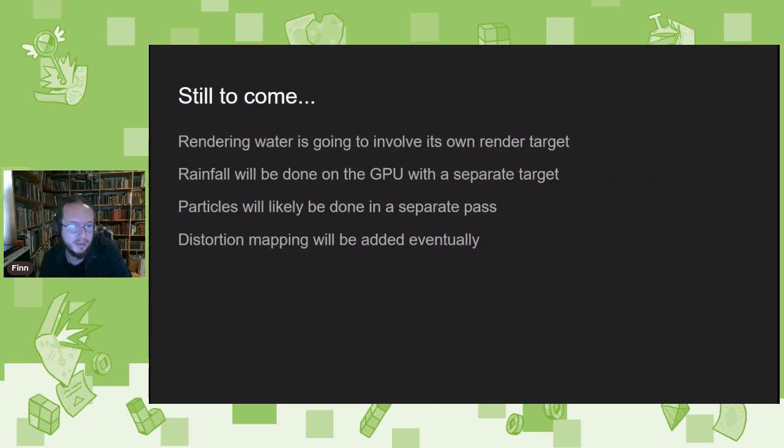Now, that's not everything we're going to do for Sunshine. We're going to have fluid, like water rendering. That's going to go into its own render target. Rainfall is going to be done on the GPU in a separate target. Particles will probably be different, and distortion mapping, very closely resembling what I talked about in that example earlier.